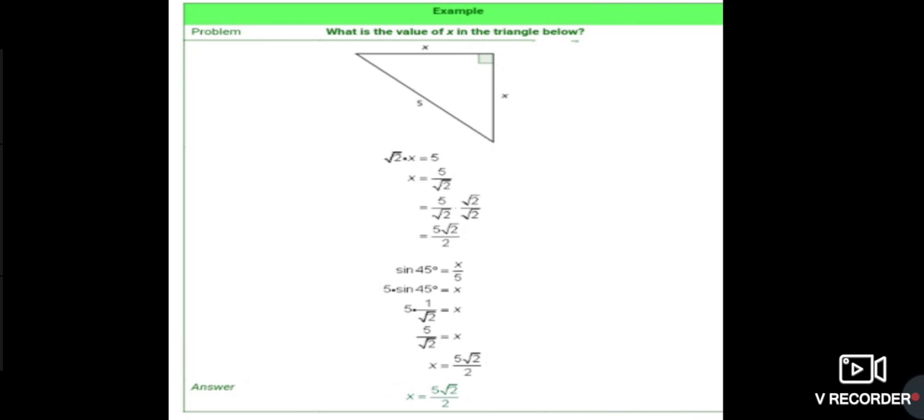In a 45 degrees, 45 degrees, 90 degrees triangle, the length of the hypotenuse is square root of 2 times the length of a leg. You can use this relationship to find x. Remember to rationalize the denominator. Here is another way you can solve this problem. You can use the definition of sine to find x.